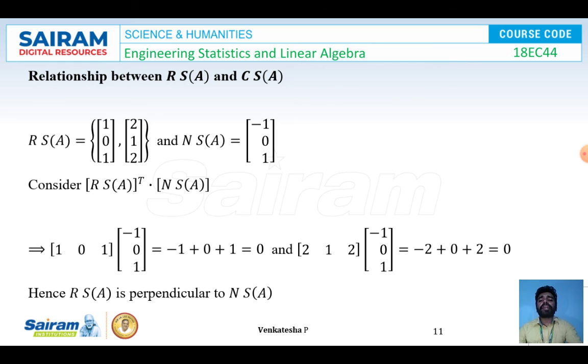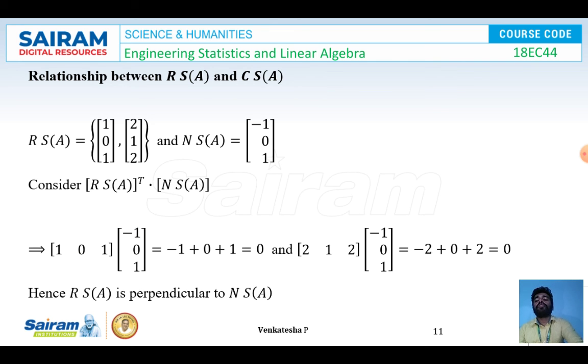Now I am going to find the relation between the row space of A and the null space of A. The row space of A is given by 1, 0, 1 and 2, 1, 2, and the null space of A is given by minus 1, 0, 1. This is not column space, this is actually null space. So now I am going to consider the row space of A into the null space of A.